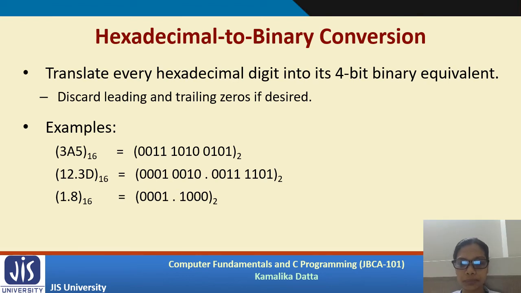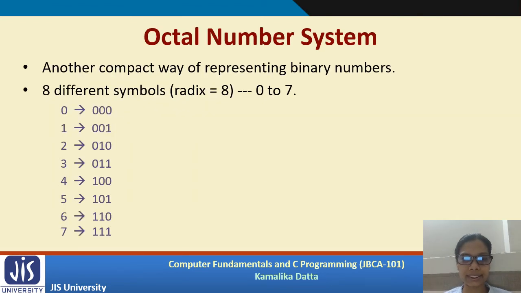Let's move on to the next system, which is the octal number system. The octal number system is another compact way of representing binary numbers, just like hexadecimal. The radix here is 8, and we can represent numbers from 0 to 7. This is how it is represented: 0, 1, 2, 3, 4, 5, 6, and 7.